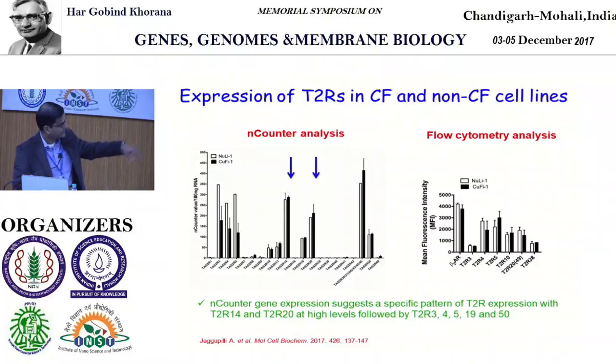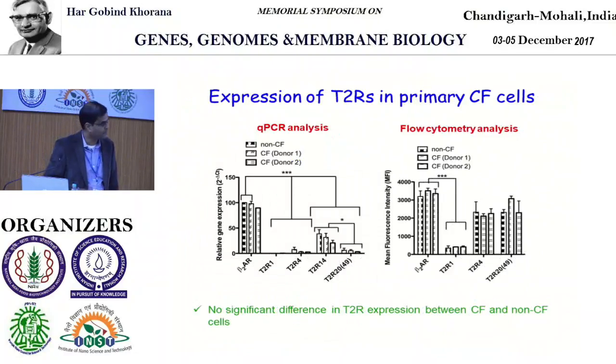So as I said, there is a specific pattern of expression, with T2R14 and T2R20, the ones highlighted in blue, showing the highest irrespective of which tissue we're looking at. Both in CFBE, CF, and the normal, it's the same. That means there's no differential expression based on the disease state. We also looked at donors, CF. This is before and after lung transplant. Bronchoscopy is from a CF patient.